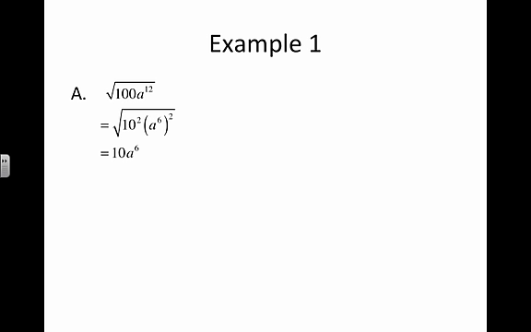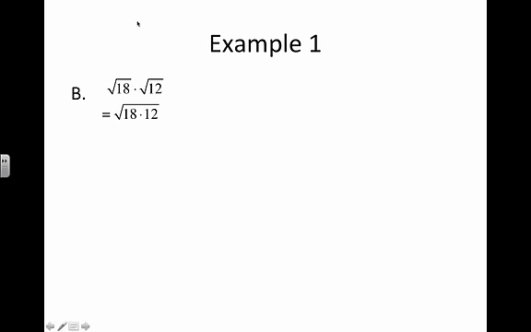For part B, we've got square root of 18 times square root of 12. We can try to simplify each one separately, but we might as well just put them underneath one big square root sign since they were being multiplied together. So we've got the square root of 18 times 12. Let's think of perfect square factors of each one because they're not perfect squares themselves. 18 is equal to 2 times 9, and 9 is 3 squared. And 12 is 4 times 3, and 4 is 2 squared.